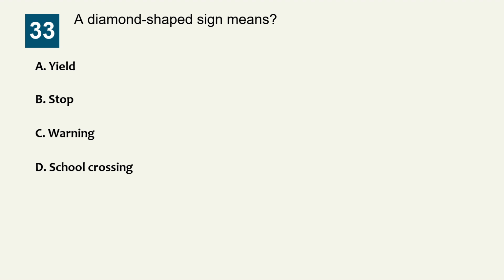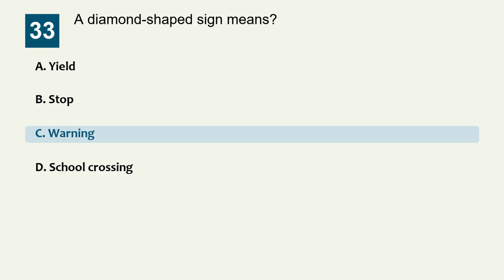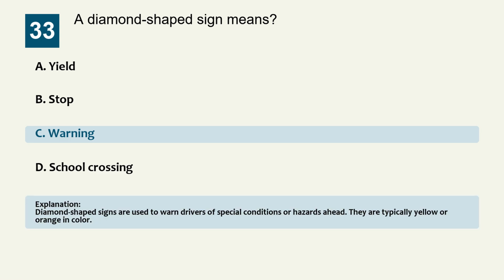Question 33. A diamond-shaped sign means option A, yield, option B, stop, option C, warning, option D, school crossing. The correct answer is option C, warning. Diamond-shaped signs are used to warn drivers of special conditions or hazards ahead. They are typically yellow or orange in color.